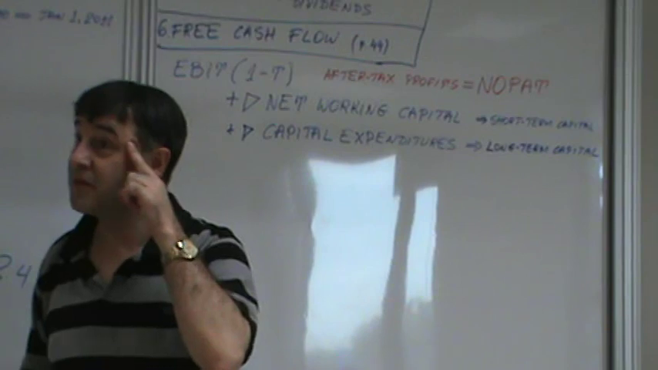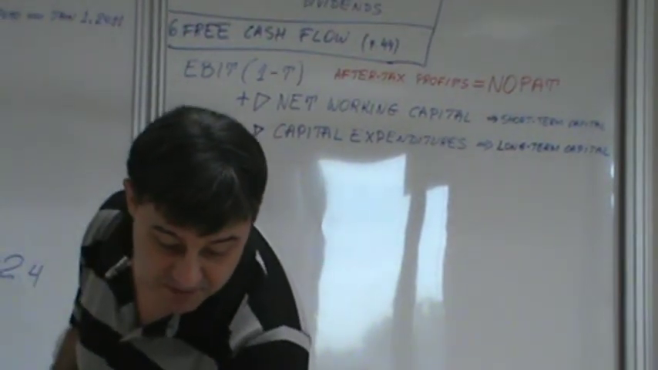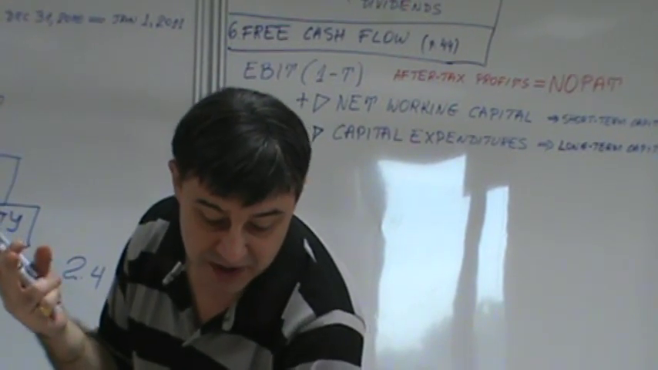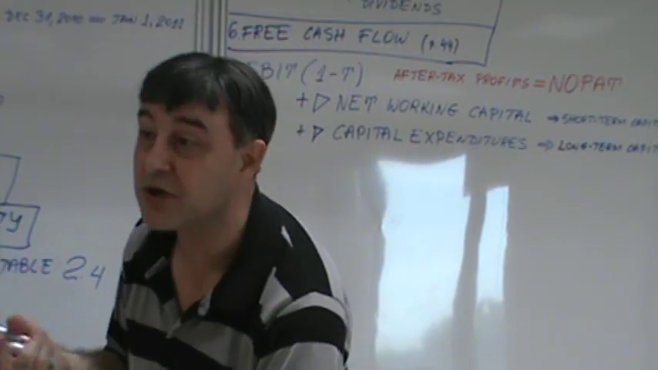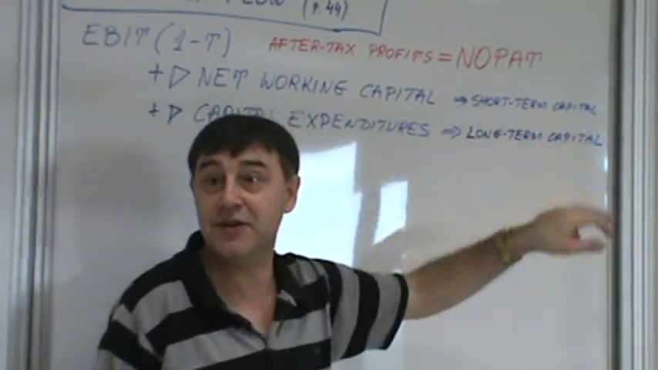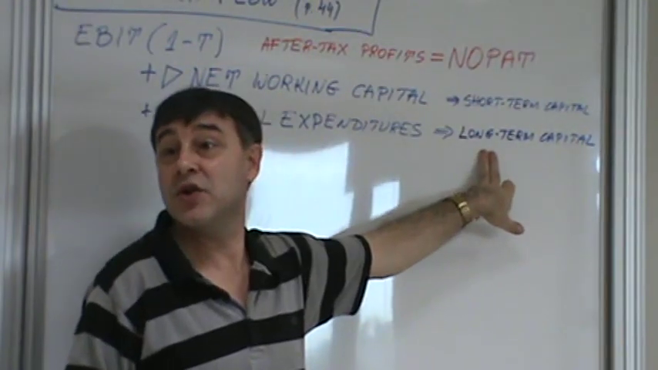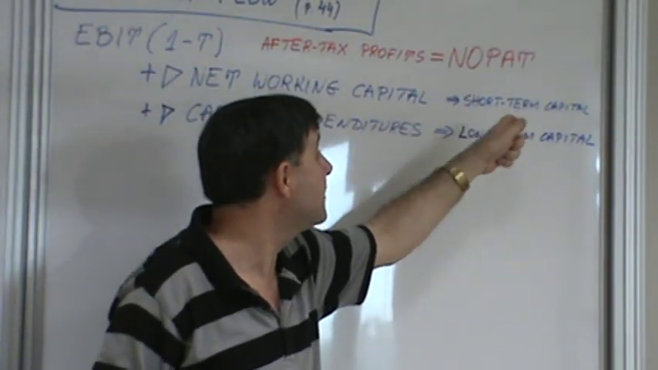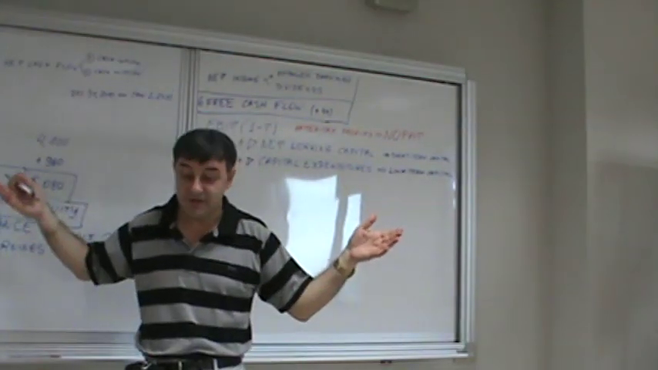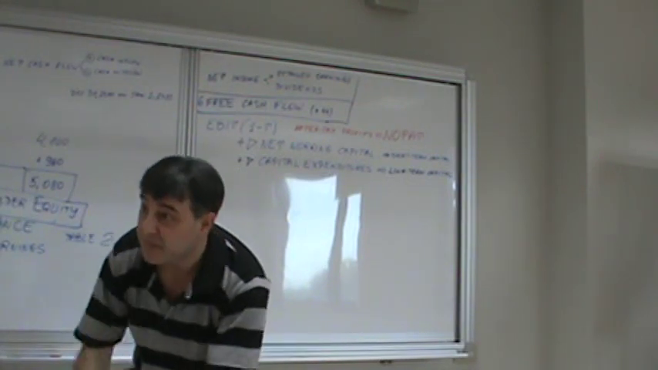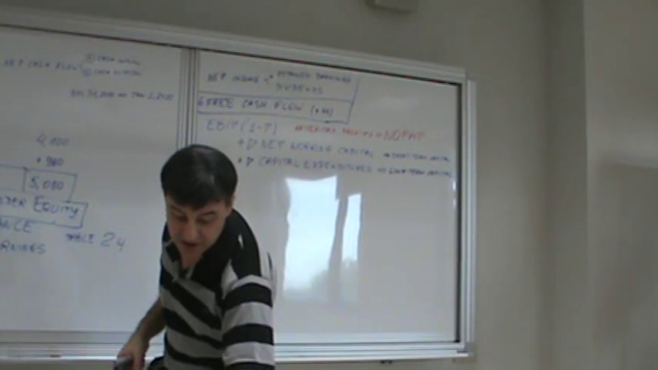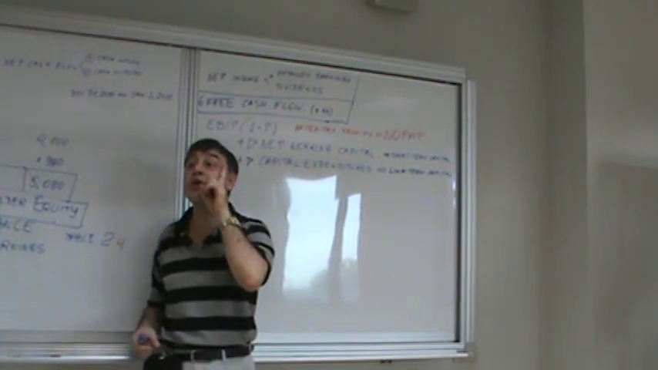Let me read again from the book the strict definition: the amount of cash that would be withdrawn without harming a firm's ability to operate and produce future cash flow. The ability to operate is the short-term capital. Future cash flow is the long-term capital. So after you take care of the operating needs and the investment needs, all the other cash is left over. Here's an important note in the middle of the paragraph that's important to understand.